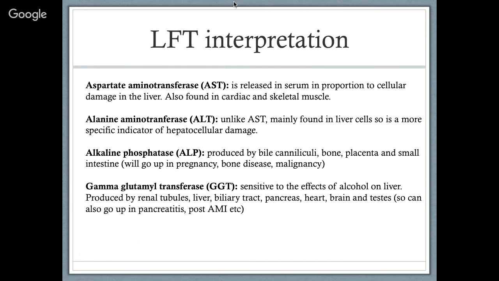It's produced by renal tubules, liver, biliary tract, pancreas, heart, brain, and testes. So also you can get a GGT rise post-AMI. There's a couple of drugs that can cause a GGT rise, and pancreatitis can cause a GGT rise. So don't automatically assume that it's an alcoholic just because you see an elevated GGT.